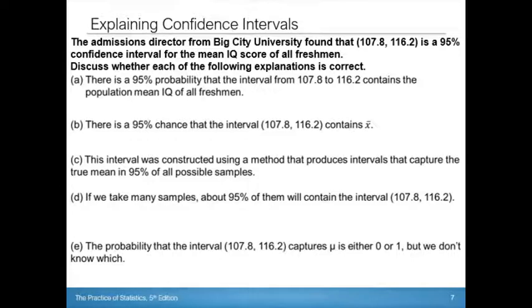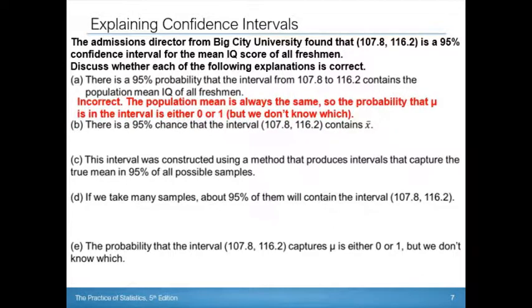So there is A. There is a 95% probability that the interval from 107.8 to 116.2 contains the population mean IQ for all freshmen. All right, so we already said that that is not a probability. The 95% confidence level does not indicate that there's a probability that we captured the mean. We either captured the mean or we didn't, but we'll never know really whether we did or not. So it is not a probability or some chance.